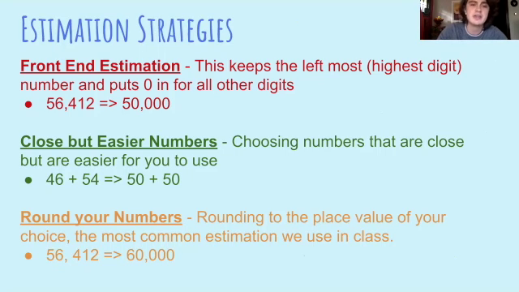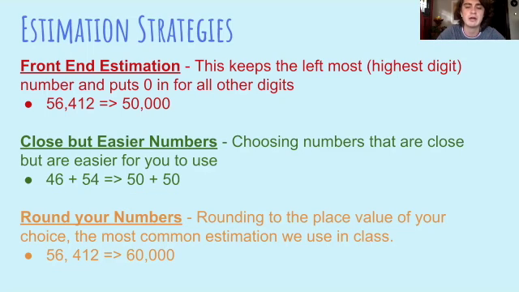Now let's look at another estimation strategy. Close but easier numbers. This is choosing numbers that are close but are easier for you to use. So let's say we're trying to add together 46 plus 54. Well, 50 is close to both of these numbers, and it's a little bit easier to work with. So we change 46 to 50 and 54 to 50, and then that would be a close but easier estimation.